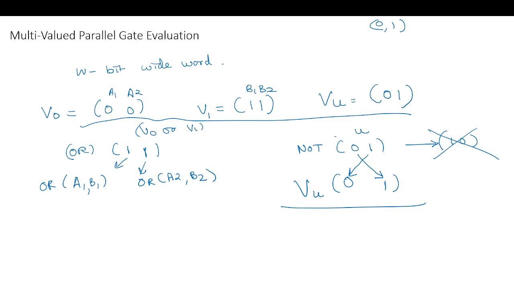So this is about multi-valued logic, with encoding using three different symbols, where we are representing U also. Here we want three values, so we need 2 bits to represent them, and we perform the different operations as shown.